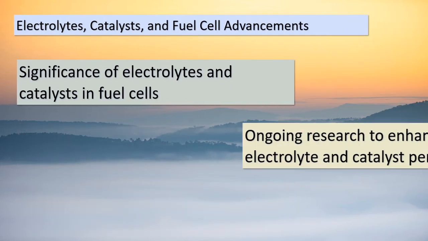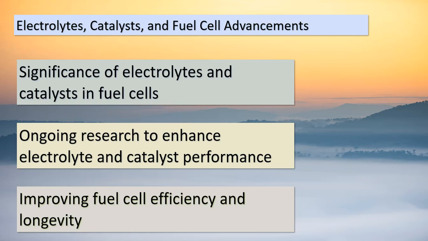Welcome back, curious minds. Today, let's delve further into the heart of fuel cell technology and explore some of the crucial elements that make it all work. Electrolytes and catalysts are the real MVPs here. Electrolytes facilitate the movement of ions between the anode and cathode, allowing the fuel cell to generate electricity. Catalysts, on the other hand, speed up the reactions at these electrodes, enhancing overall efficiency.